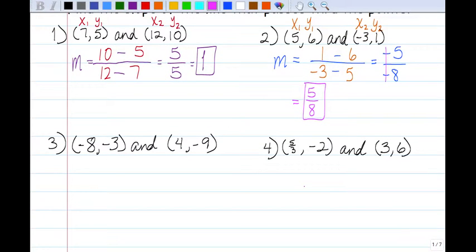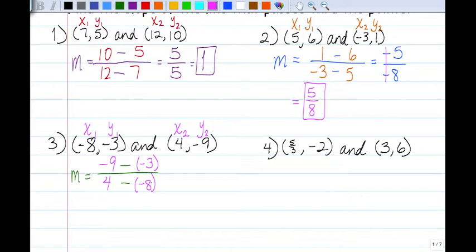Alright, here's another example where we throw in some more negatives. That's always the tricky part. But again, starting out the same way, just label x1, y1, x2, y2. So we have m equals negative 9 minus negative 3 over 4 minus negative 8.